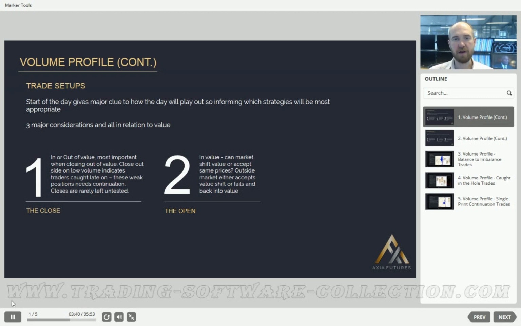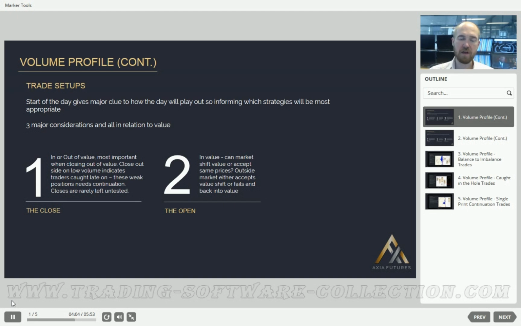However, an open out of value gives you a slightly different perspective. You've got some questions to answer. Do we open out of value and continue the move? Do we open out of value and fail to go lower and accept back into value? Or do we test value and move away from it? So they're the three things you've got to be considering. And so how it does that is very important.